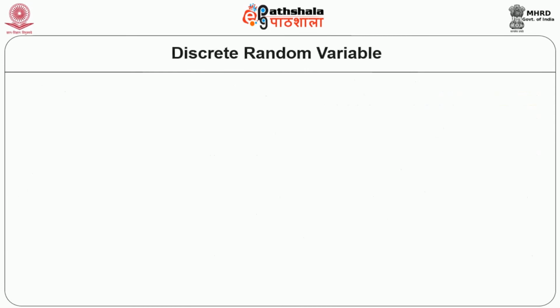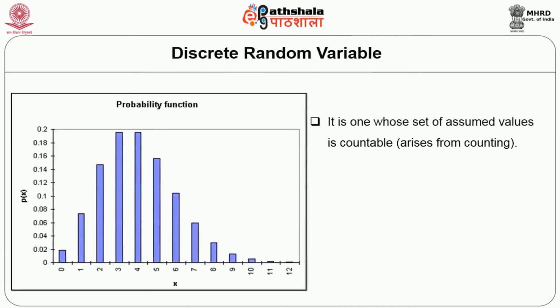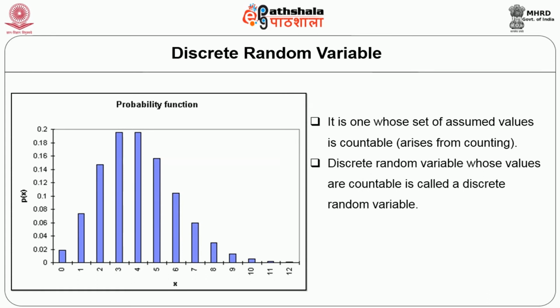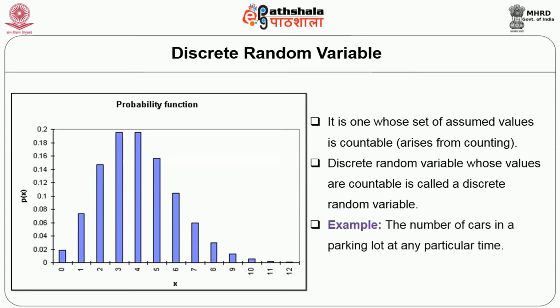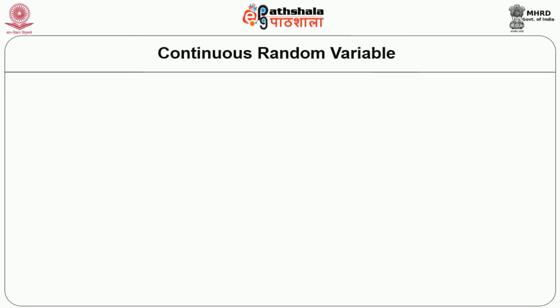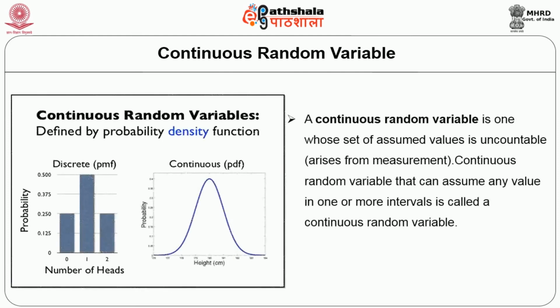Now, the discrete random variable. A discrete random variable is one whose set of assumed values is countable, for example, arising from counting. A random variable whose values are countable is called a discrete random variable. For example, the number of cars in a parking lot at any particular time is considered a discrete random variable. So let us understand what a continuous random variable is. A continuous random variable is one whose set of assumed values is uncountable, for example, arising from temperature.